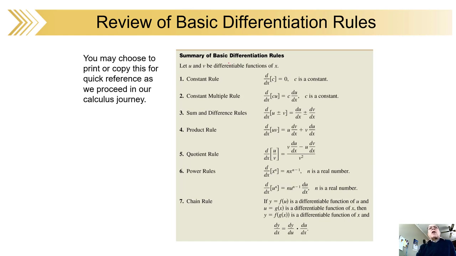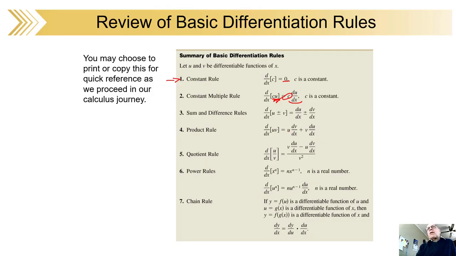Here's what we've had so far. The first one is the easy one. If you've got a constant, the derivative is 0. If you've got a constant in front of it, take the derivative of this function right here, and just leave the c out front and take the derivative of this part of it. Sum and difference rules, self-explanatory. That's something you probably would do without even thinking about it.